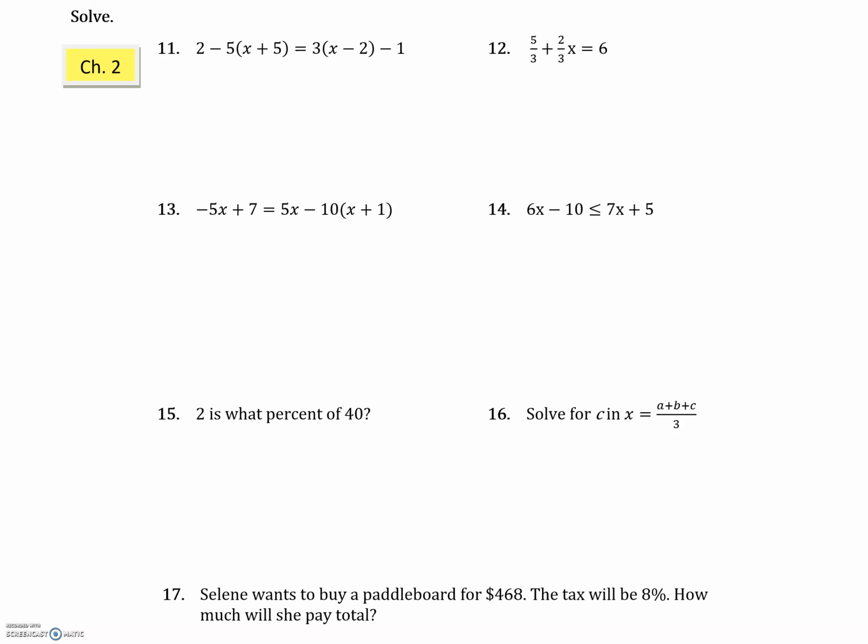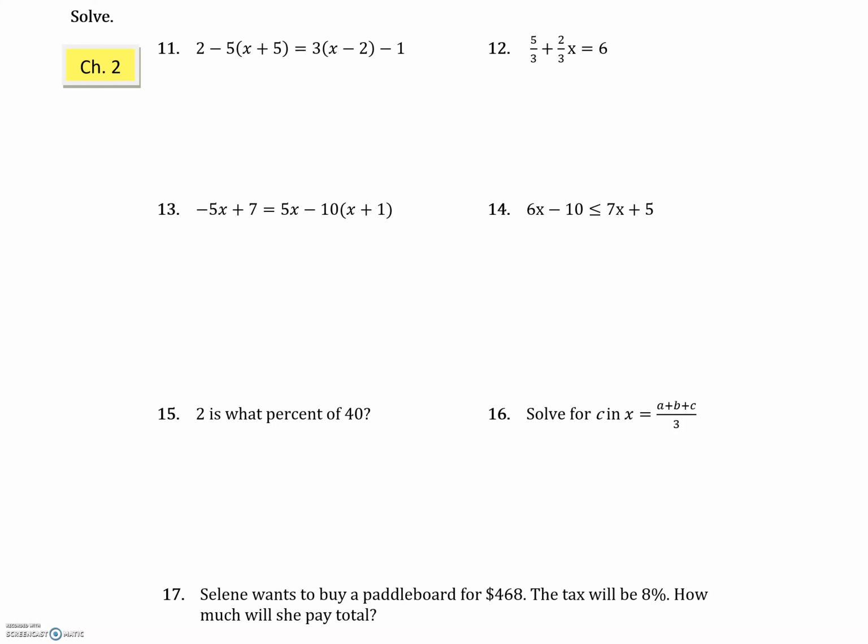Hello and welcome back to the Chapter 2 part of the final review questions for Math 100B. We're going to go through these questions that are over some topics in Chapter 2. Number 11 is a solve equation problem.